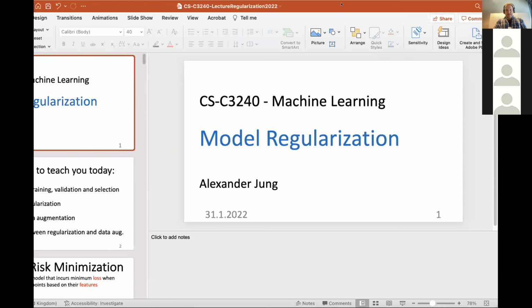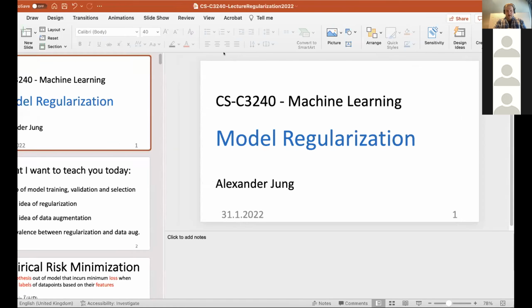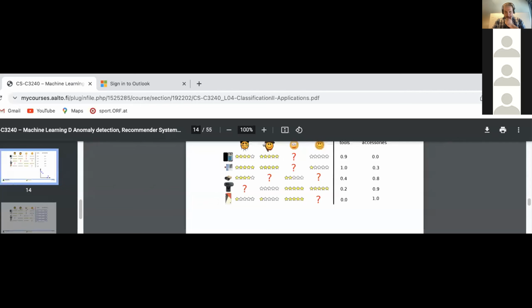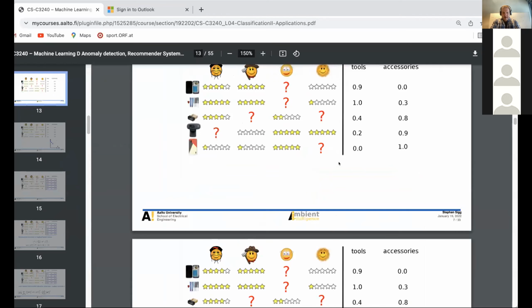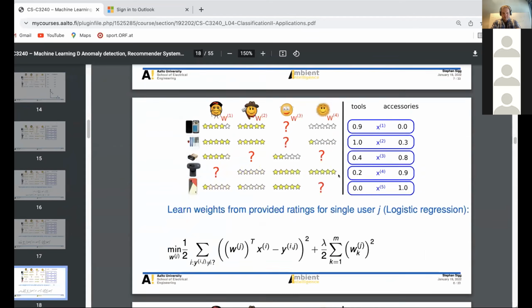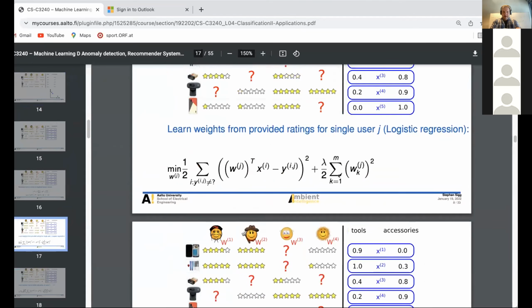Yes, so let's just look at a few examples. It might not be always so obvious that these three components are present in machine learning, but let me share the slides of a previous lecture. Where do we have it? Here. So here was a lecture about classification methods. And yeah, here was a problem.